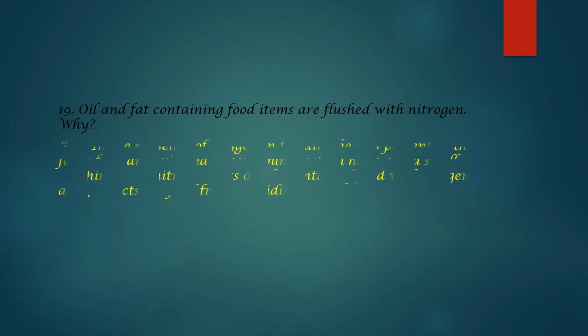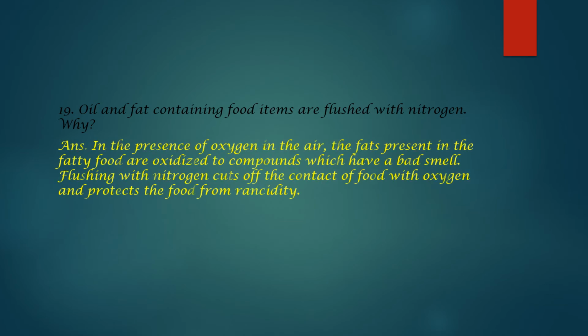Question number 19. Oil and fat containing food items are flushed with nitrogen. Why? Answer. In the presence of oxygen in the air, the fats present in the fatty food are oxidized to compounds which have a bad smell, that is, food becomes rancid. Flushing with nitrogen cuts off the contact of food with oxygen and protects the food from rancidity.